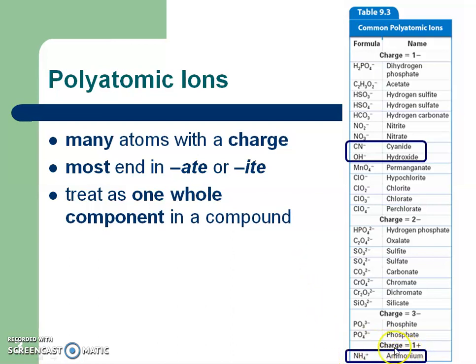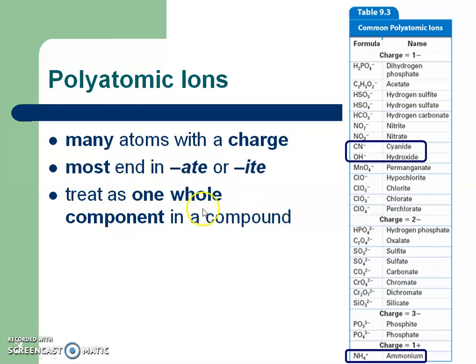And there's one other polyatomic ion I want you to notice. Ammonium is going to be the only polyatomic ion that you need to know that has a positive charge. There are a few others, but this is the only one you're going to need to know.